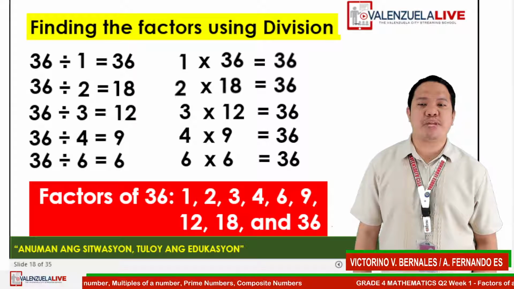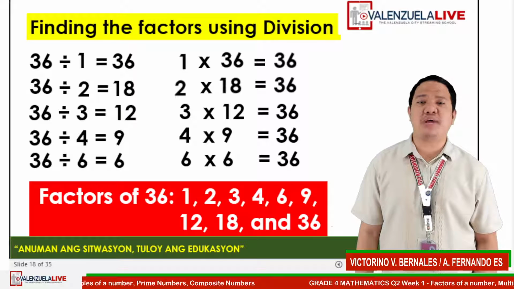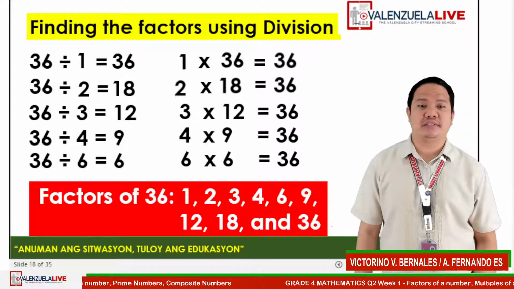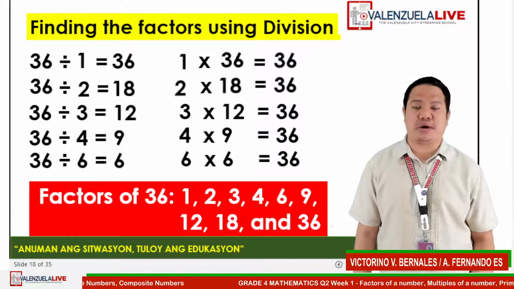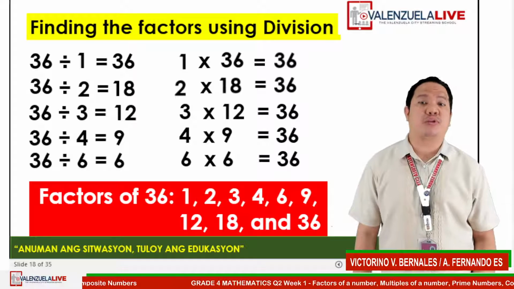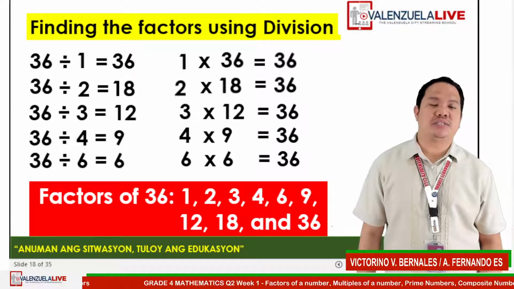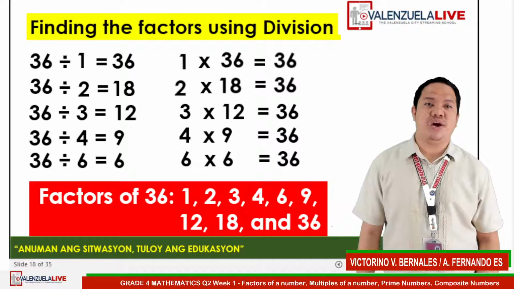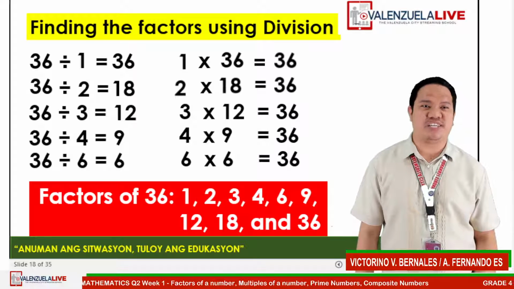The next number that we can use to divide 36 is 9. But since we already have 4 times 9 in our pair of factors, then we can already stop the division process. We can now identify the factors of 36. Thus, we have 1, 2, 3, 4, 6, 9, 12, 18, and 36.